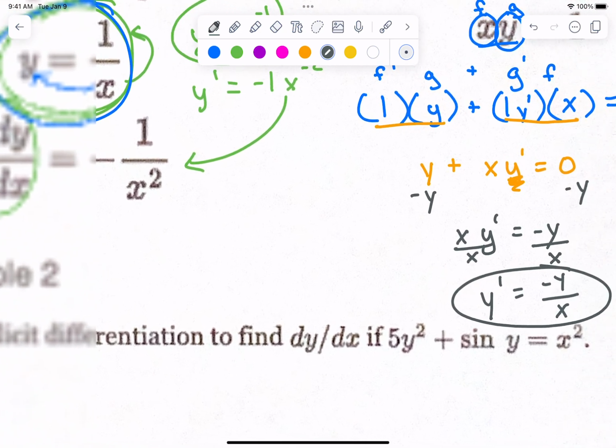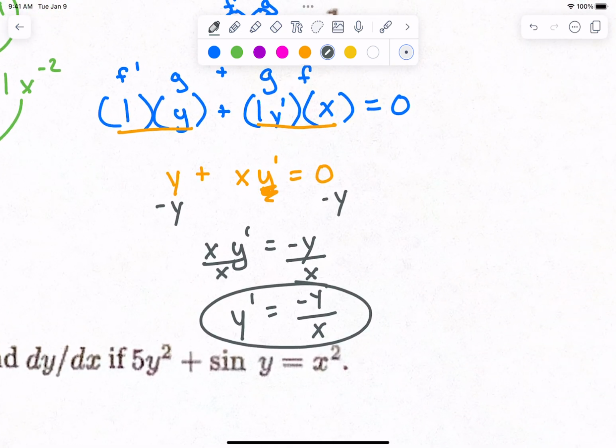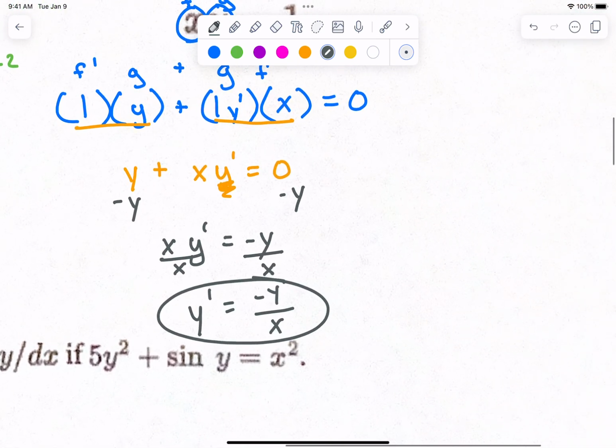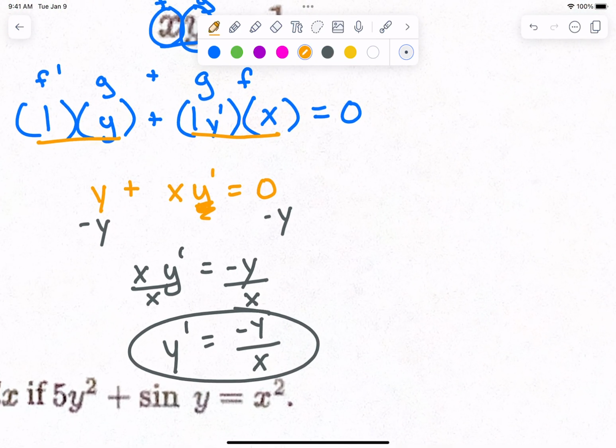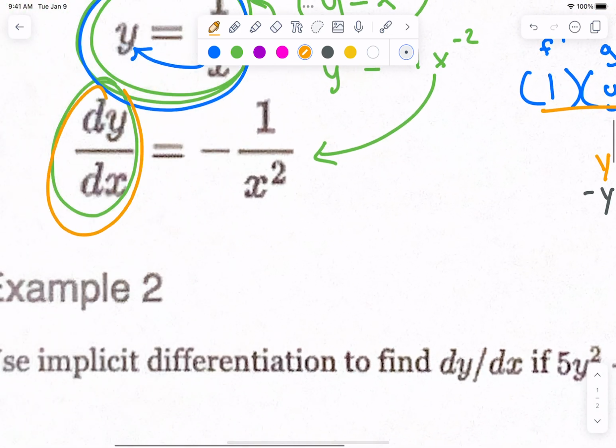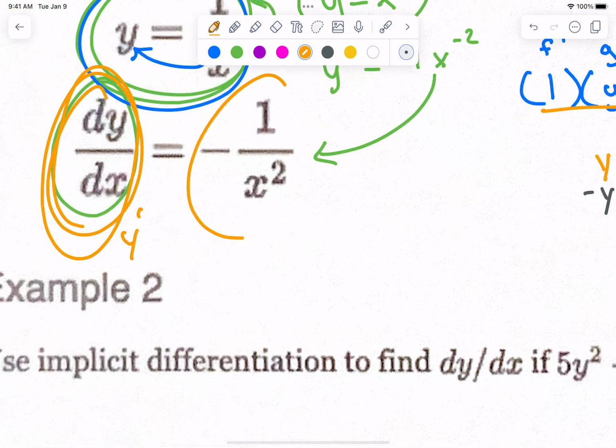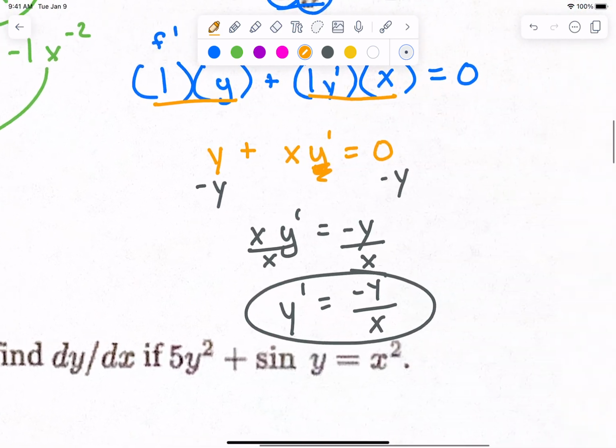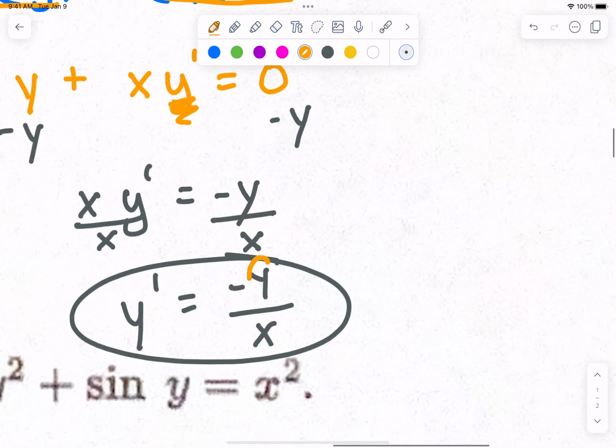That's not what we got over here, though. Negative y over x. That's not what we got over there, though. So what did we do wrong? We didn't do anything wrong. Their left side has y prime, basically, and their right side just has x's, okay? We have an extra y that's living right here, okay?